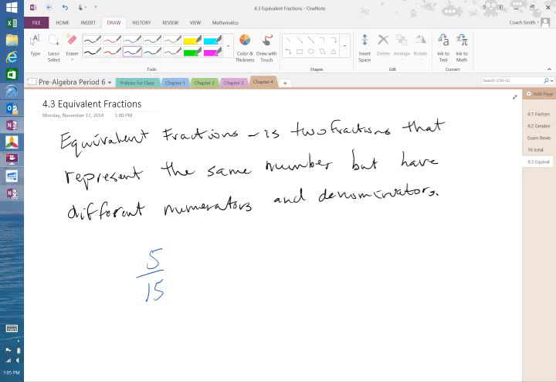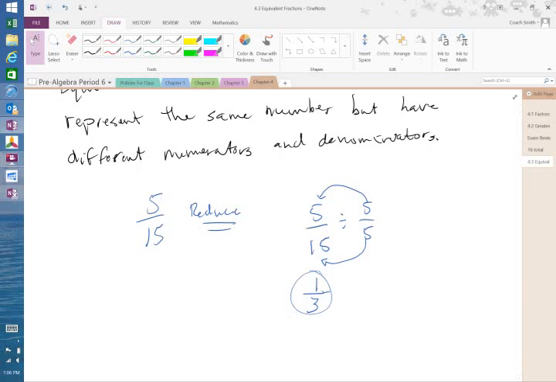Now, I can reduce this fraction. When we reduce a fraction, what we do is we create an equivalent fraction. Okay? Now, 5/15 can be reduced by 5, but what I reduce the top by, I have to reduce the bottom by. So 5 goes into 5 once, 5 goes into 15 3 times. That's 1/3.